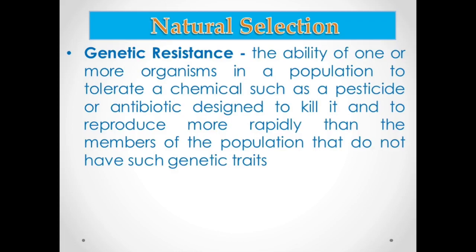Because if we wrongly use antibiotics, it can create what we call genetic resistance. Bacteria can create genetic resistance. Genetic resistance can develop fairly quickly in populations of organisms such as many species of bacteria and insects that can rapidly produce large numbers of offspring. For example, certain disease-causing bacteria have developed genetic resistance to widely used antibacterial drugs or antibiotics. So they can create antibiotic resistance if we wrongly use antibiotics to kill bacteria.